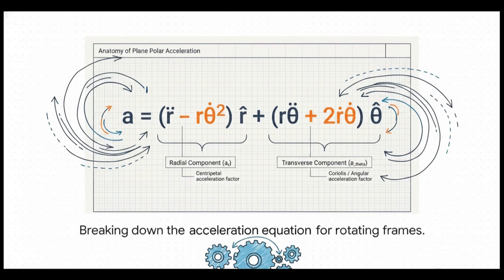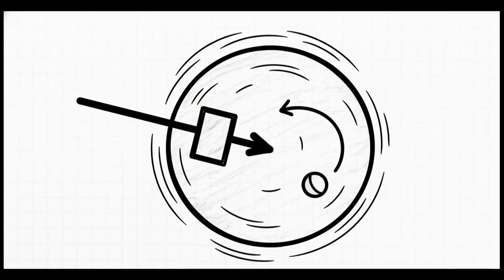This entire equation is simply telling you what happens to an object when it tries to move in a straight line while its environment is actively twisting around it. Think of these extra pieces of math as necessary scaling factors. On the radial side, you get a centripetal factor. This is that familiar force you feel pulling you outward on a spinning carnival ride.